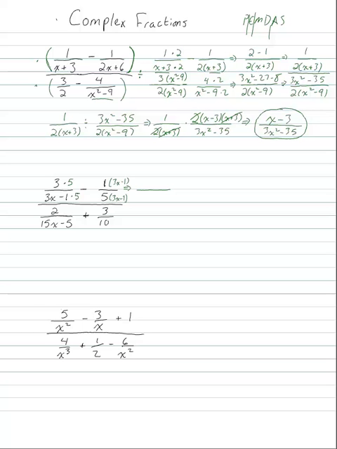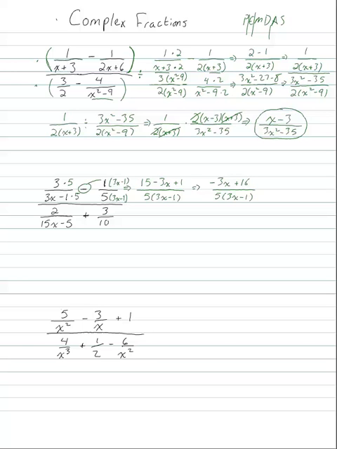So I'm going to get on the top 15. Don't forget this minus is going to go with that 1. Minus 3x plus 1. On the bottom, I'm going to have 5 times 3x minus 1. Combine like terms, minus 3x plus 16 over 5 times 3x minus 1.